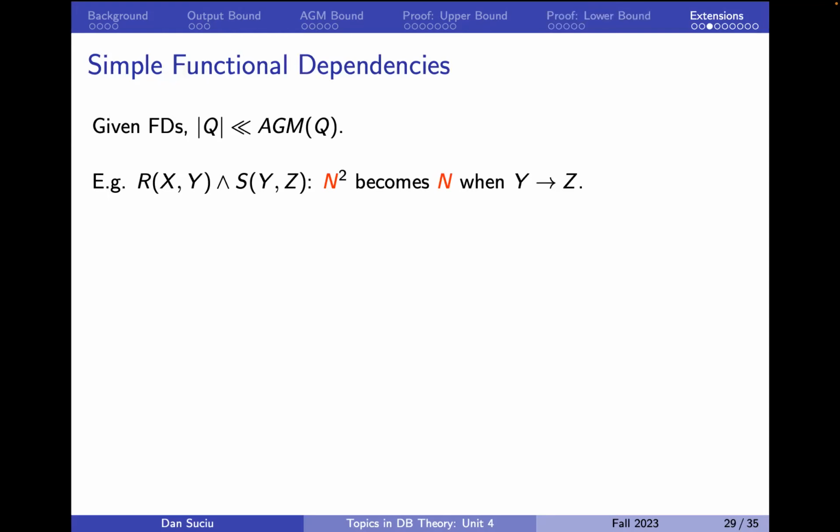There is a hack, a trick, by which you can use the AGM bound without any new entropic inequalities to handle simple functional dependencies. And they're important. Remember, a join can have worst-case size n squared, but it decreases to just n when we know that Y is a key. Let's call a functional dependency simple if the left-hand side has a single variable, a single attribute.